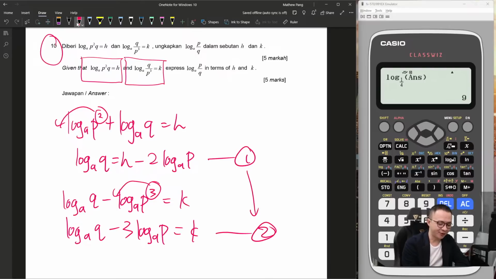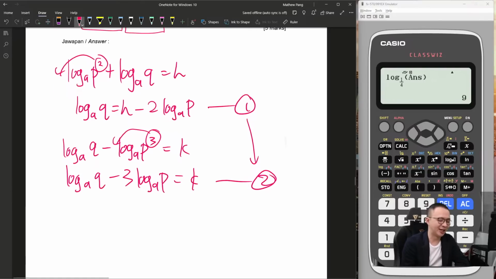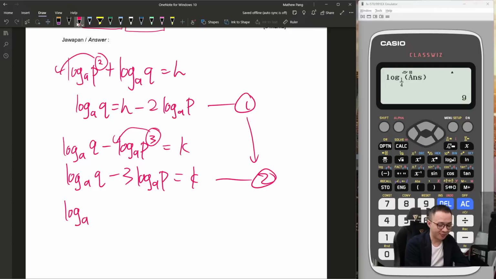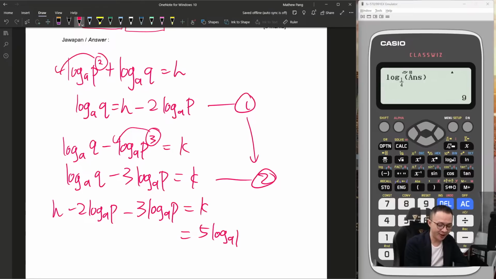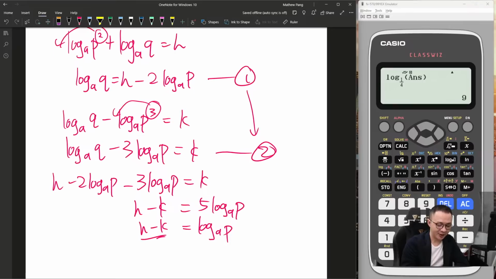Then I will sub the first equation into the second equation, or I can do elimination also. Substitution is not so troublesome. Minus 3, I just sub in the log AQ. So H minus 2 log AP minus 3 log AP equals K. Then 5 log AP equals H minus K. Then log AP equals H minus K over 5. Done. This is my log AP.